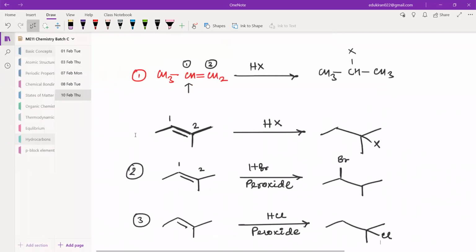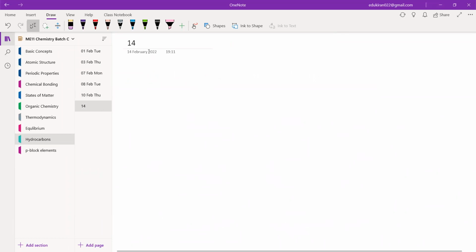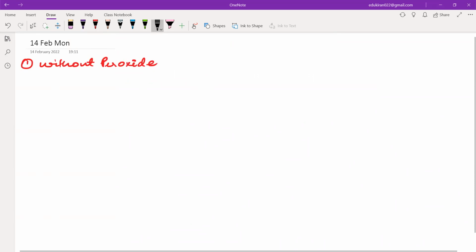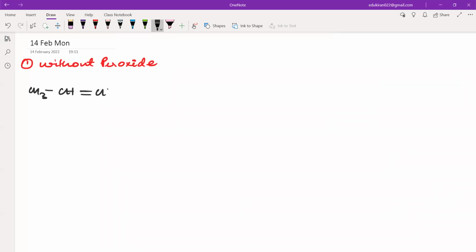So let us look at the mechanisms now, and then you'll understand it better. So without peroxide, first of all, we have CH3, single bond CH, double bond CH2. Then we have HBr. I'm taking the example of HBr. We can have HX, anything. We can have HX here.